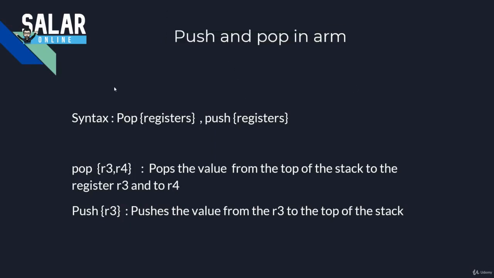So, push and pop operations in R. Push inserts elements to the stack, and pop removes elements from the stack. We can look at an example. Here it says pop R3 and R4. What actually happens here is it removes 2 values, since there are 2 registers specified. It removes 2 values from the top of the stack and copies those values to R3 and R4. Similarly, there is a push R3 instruction which pushes, or inserts, the value in R3 to the top of the stack.